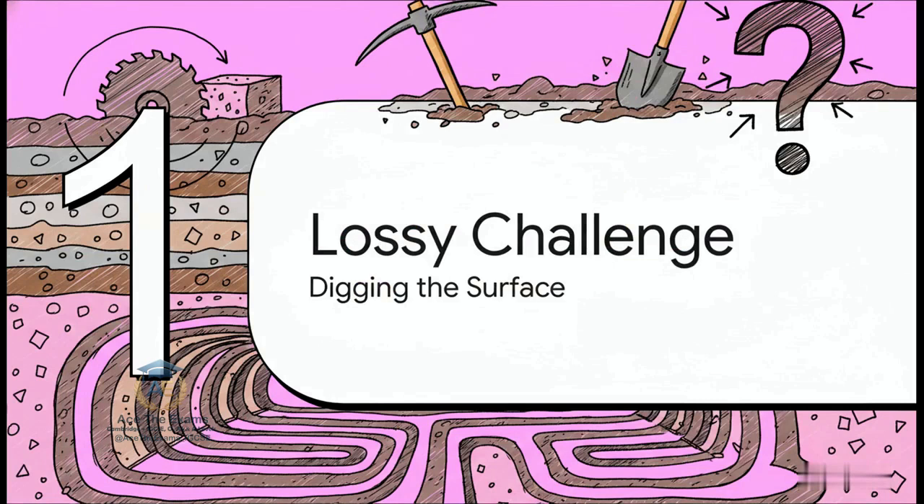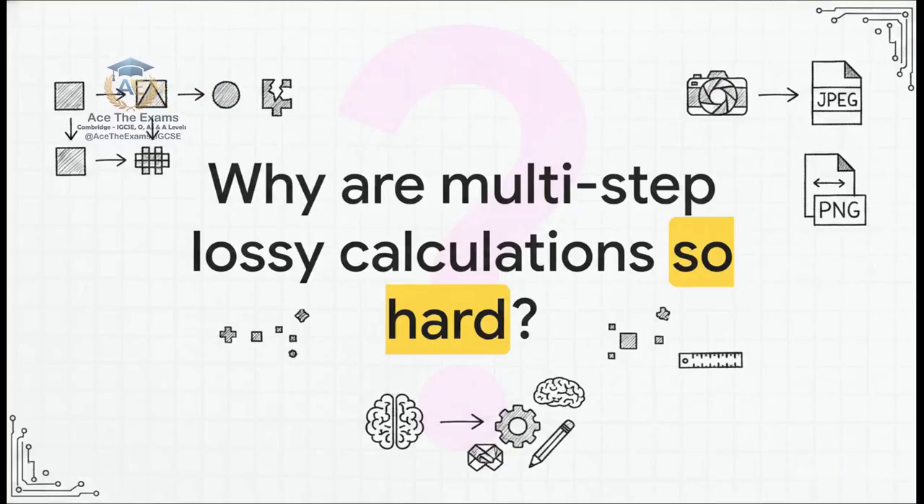Section 1. The Lossy Compression Challenge. Digging the surface. Okay, let's get real for a second. Lossy compression is one of those topics that creates a massive illusion of competence. It seems so incredibly simple when you read it in a textbook, right? You just remove data permanently to reduce the file size. Bam! Done. Simple. But actually, no. Wrong. When you step into the context of a Cambridge 9618 exam, it instantly becomes one of the most punishing topics for unprepared students. This is the surface-level problem of our dig today.